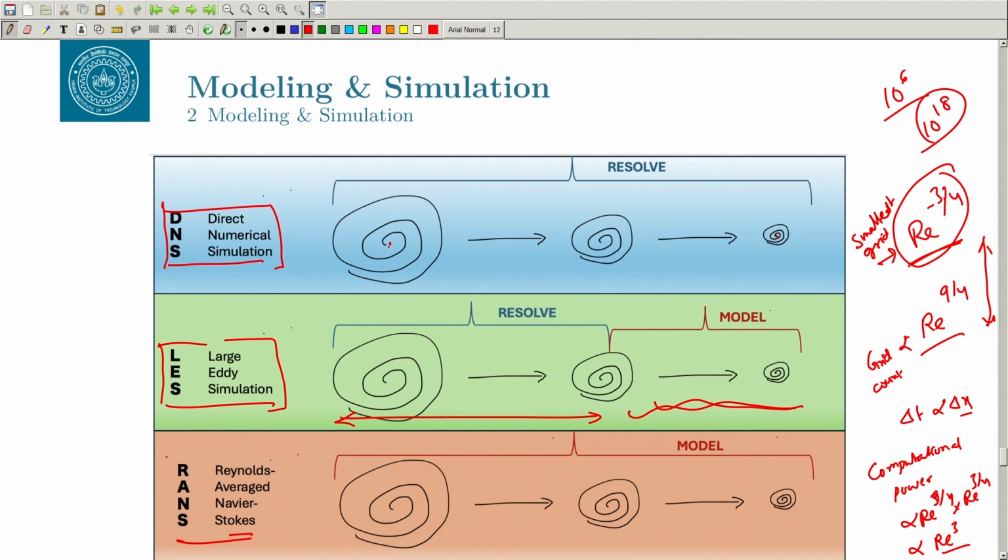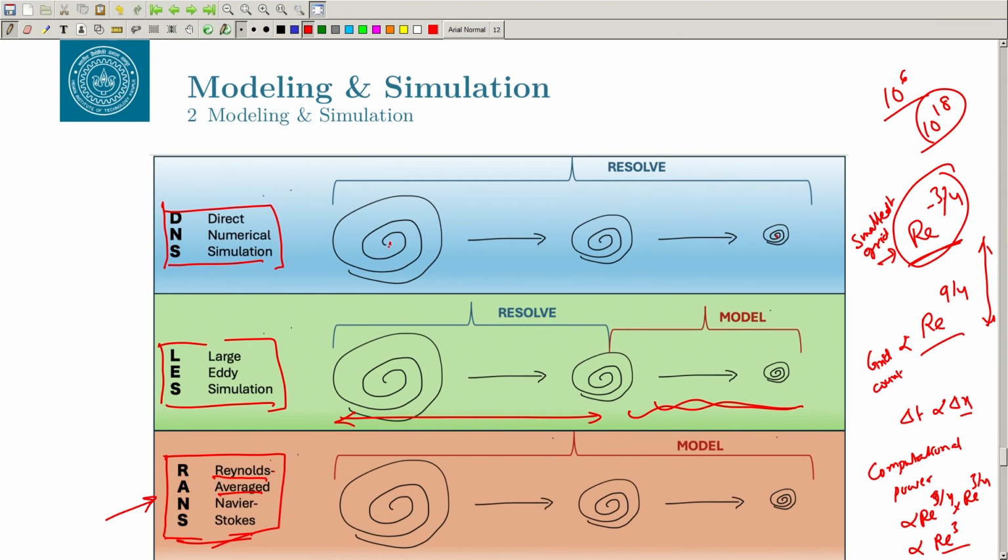And finally, our main topic of discussion is the Reynolds averaged Navier-Stokes. This does not use the Navier-Stokes equation directly. It uses another averaged version of the Navier-Stokes, which is called the Reynolds averaged Navier-Stokes equation. Here we do not simulate any eddy, but we get the effect of eddies using a turbulence model.